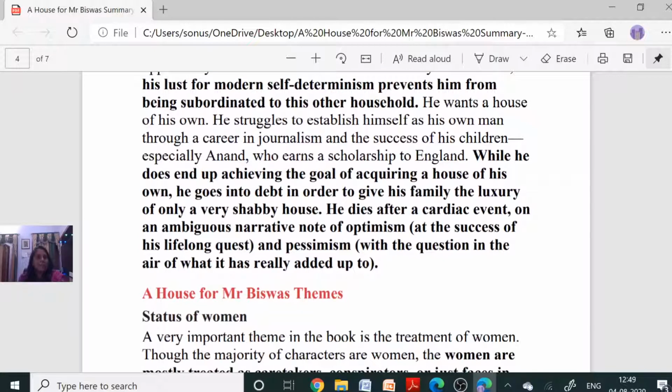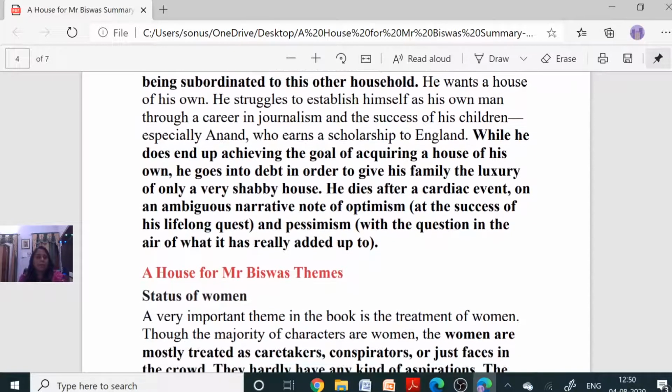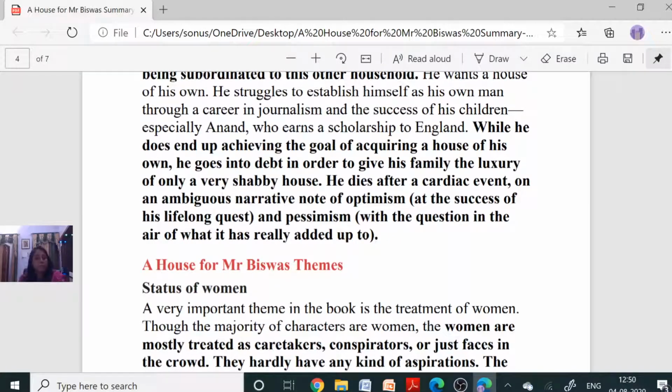While he does end up achieving the goal of acquiring a house of his own, you have the whole story of how he shifts from one job to another, from one place to another, and the whole struggle of achieving this goal of having his own house. He goes into debt in order to give his family the luxury of only a very shabby house. In the end, you come to know that Mr. Biswas is only able to own a house which is a shabby one. He dies after a cardiac event, on an ambiguous narrative note of optimism.